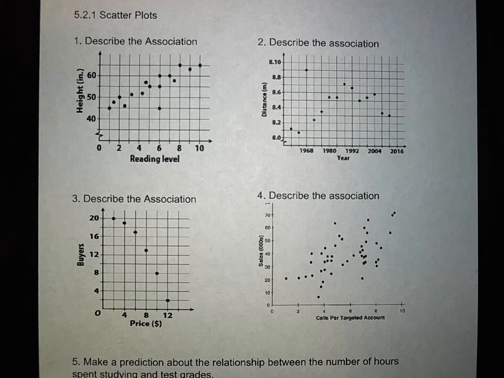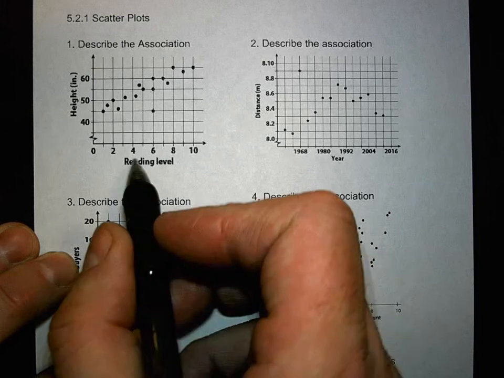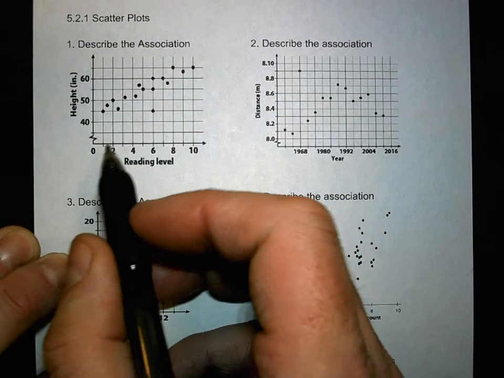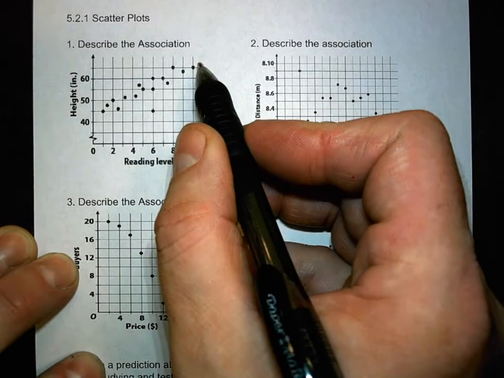Positive, negative, or no association, and linear or nonlinear. Yeah. So let's look at this first one here. Reading level versus height. It's saying the taller you are, the higher your reading level.